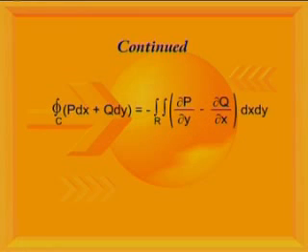Integration of P dx plus Q dy over the closed curve C is equal to minus of double integration of partial derivative of P with respect to y minus partial derivative of Q with respect to x, and this integration is with respect to x and with respect to y over the region R. This region R is bounded by the curve C. I have stated the Green theorem, and now an example to apply the Green theorem for such functions.